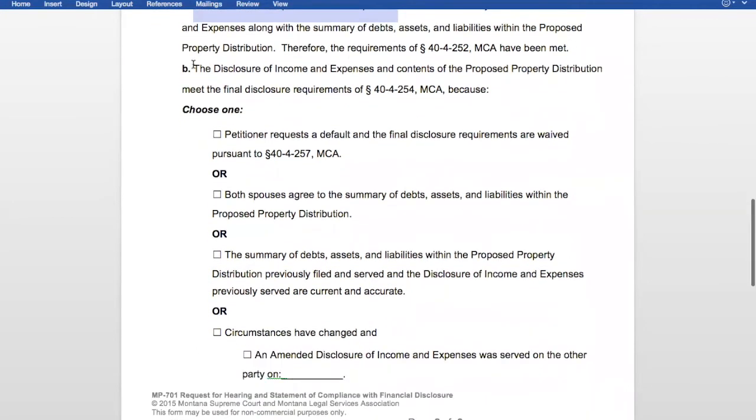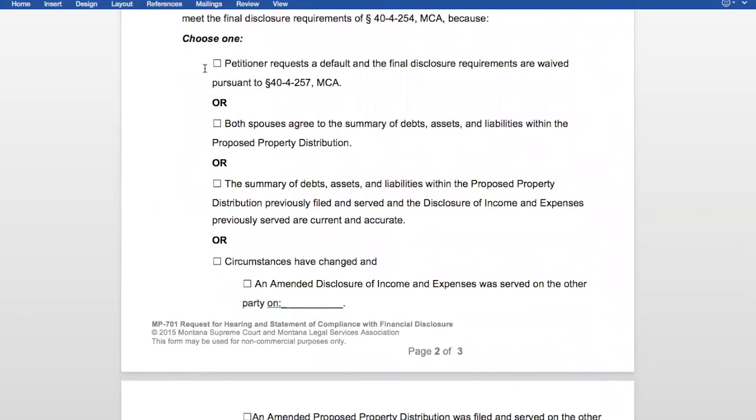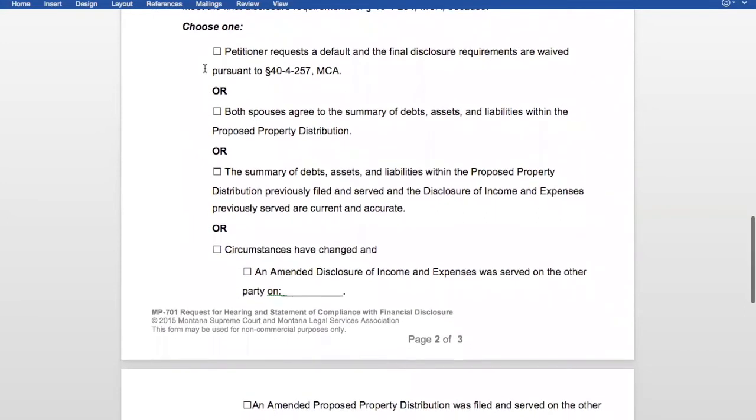Next, Part B asks why these forms meet the financial dissolution requirements. You will only need to choose one reason, and it is the one that most accurately reflects your situation.